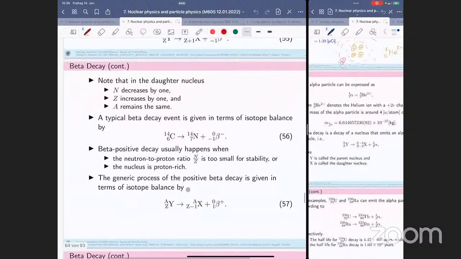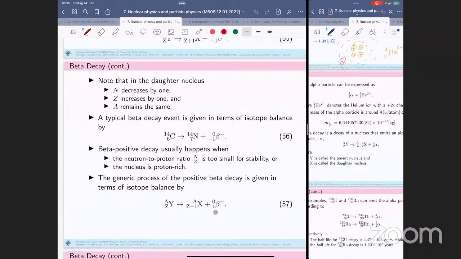So we have Y becoming something with a lower amount of protons, Z minus 1. Now we change the element to X and the number of nucleons stays the same. The outcome is beta plus. Beta plus is something like an electron. Its mass is the same as an electron, but it doesn't have negative charge, rather positive charge, and that's called a positron.